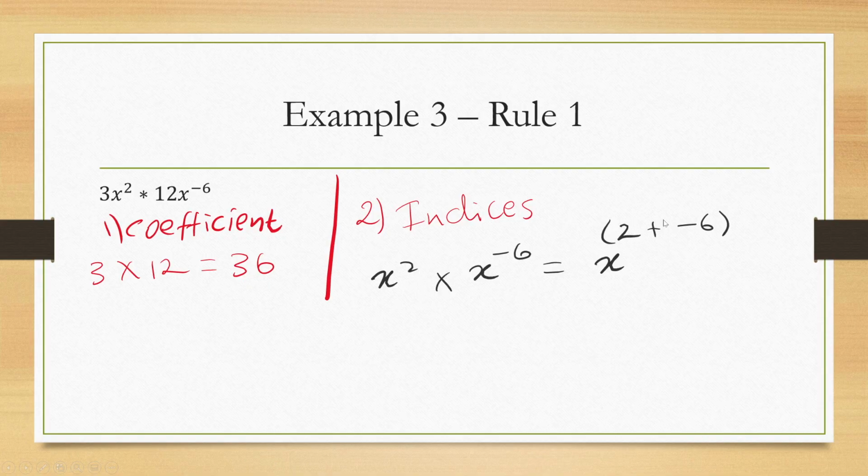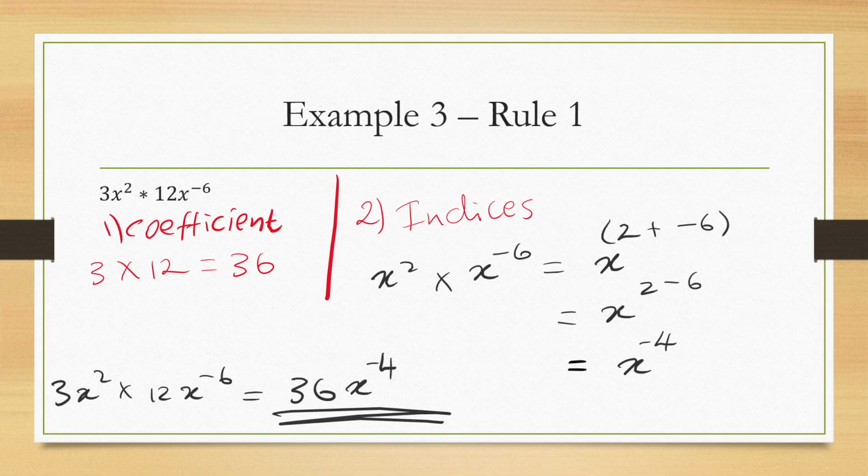So 2 plus minus 6. Minus 6 goes as one value. So you add the minus 6. Because you're adding minus 6, it's the same as saying 2 minus 6. Okay? So when you simplify that, it becomes x to the power of minus 4. And now you just put them back together, and the answer is 36x to the power of minus 4. So that's the answer for this question.